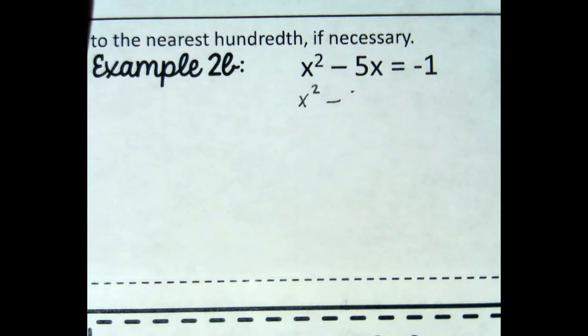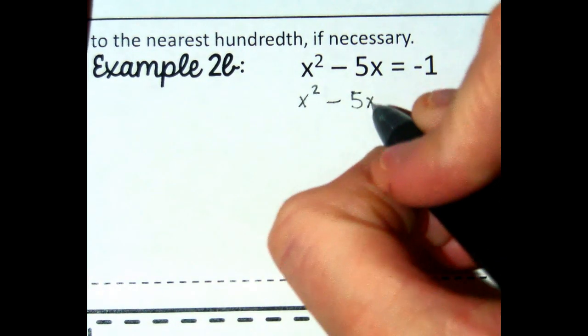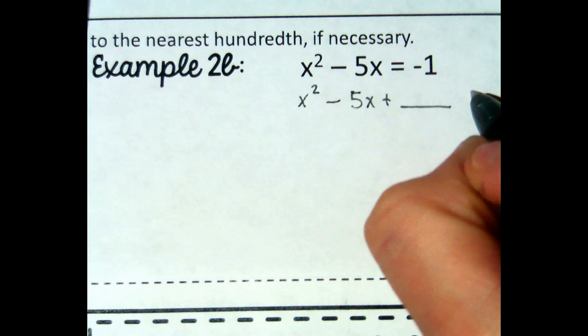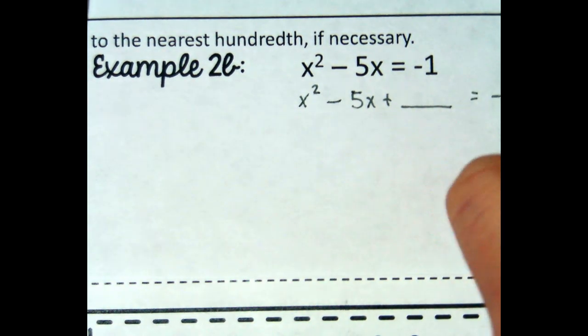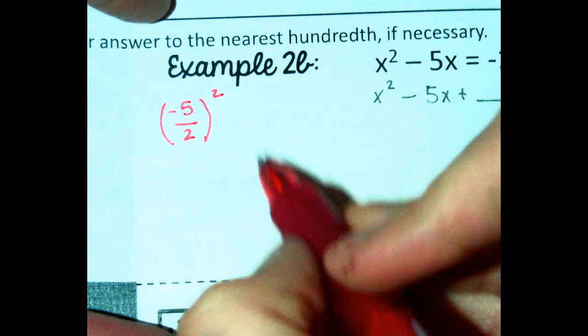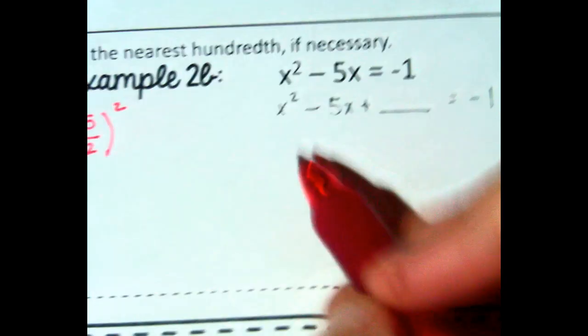Negative 5 divided by 2. I actually need a blank first, because some of you are forgetting to put your blanks on both sides. Okay, negative 5 over 2 squared. Here's what I mean. Some of you are not writing this down over here, and then you have no idea what goes here and here. If you are, thank you.